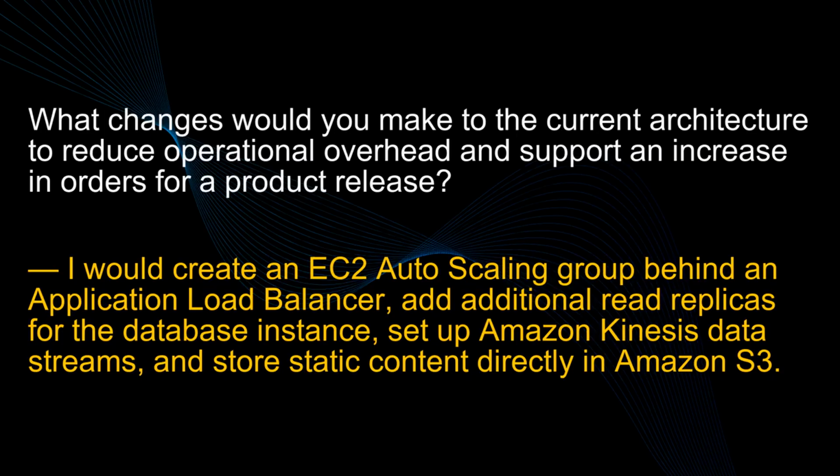What changes would you make to the current architecture to reduce operational overhead and support an increase in orders for a product release? I would create an EC2 auto-scaling group behind an application load balancer, add additional read replicas for the database instance, set up Amazon Kinesis data streams, and store static content directly in Amazon S3.